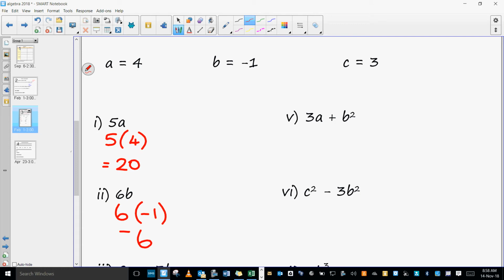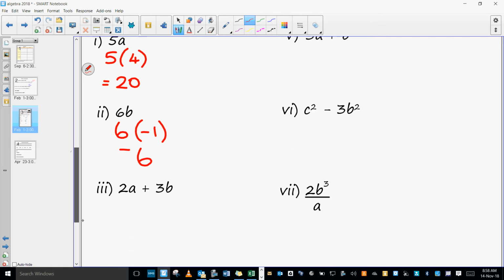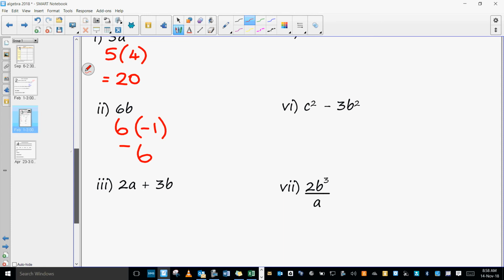Alright, next one, 2a plus 3b. So we've got a combination here. So we would write 2 brackets 4 plus 3 brackets negative 1.